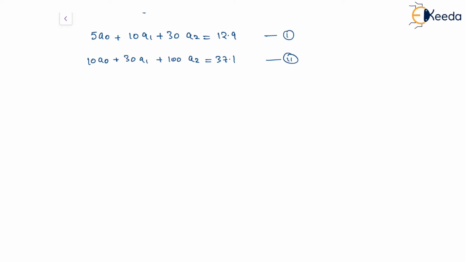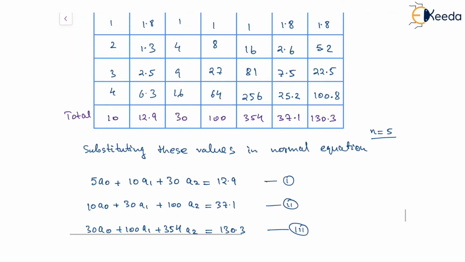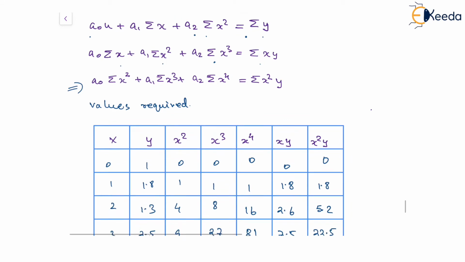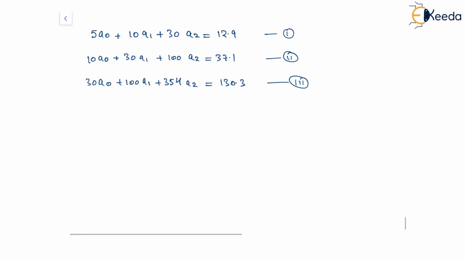Now the third equation will be 30 times a naught plus 100 times a1 plus 354 times a2 equal to 130.3, and this comes from the equation a naught times summation of x square plus a1 times summation of x cube plus a2 times summation of x to the power 4 equal to summation of x square times y. Now these are the set of simultaneous equations which we have. Solving this with any of the linear methods, we can find the value of a naught, a1 and a2.